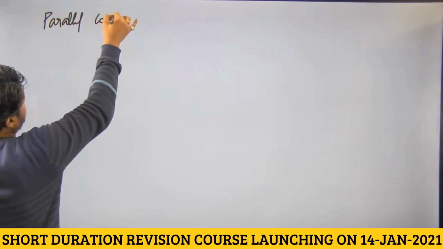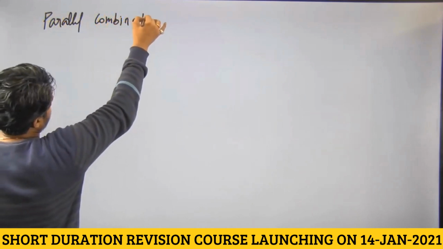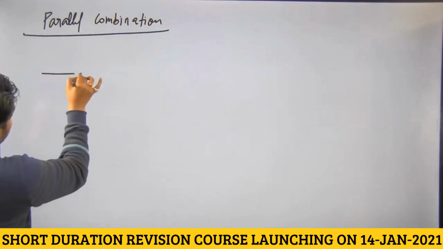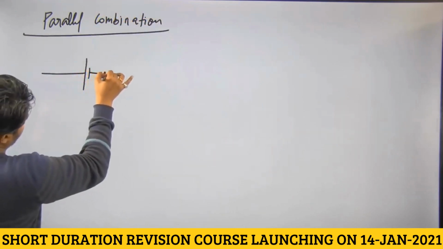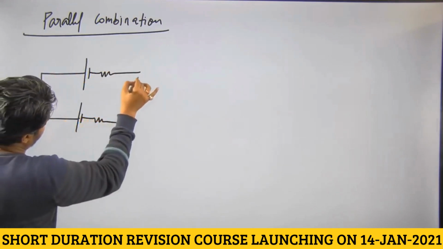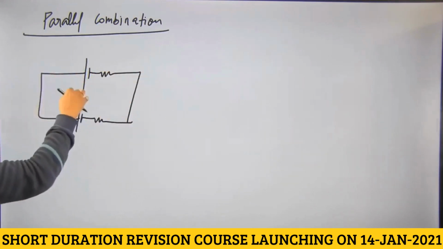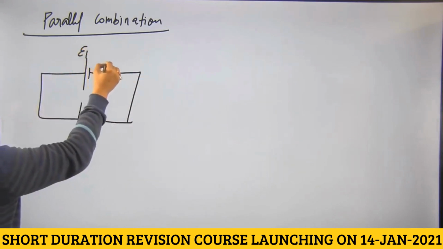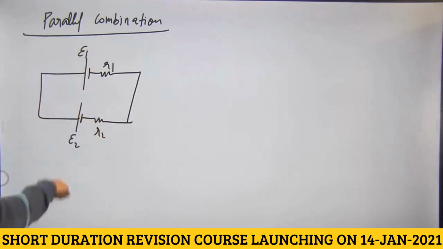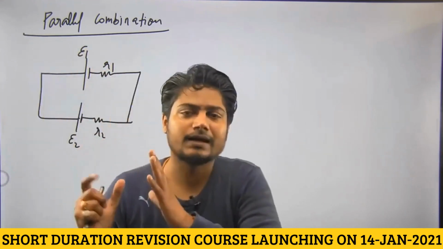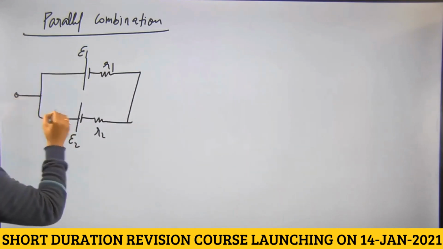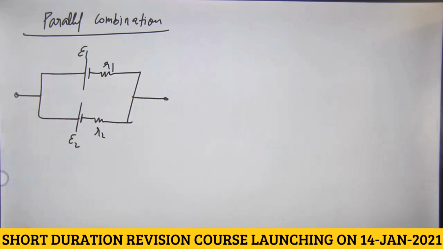Parallel combination. So basically my dear students, when I say parallel combination, what does this mean? When two cells are connected, right now these are not parallel. This is E1, this is E2, R2, because they have the same current. If I just draw this diagram, then I won't say that they are in parallel. Rather, when I draw it like this, now they are said to be parallel.